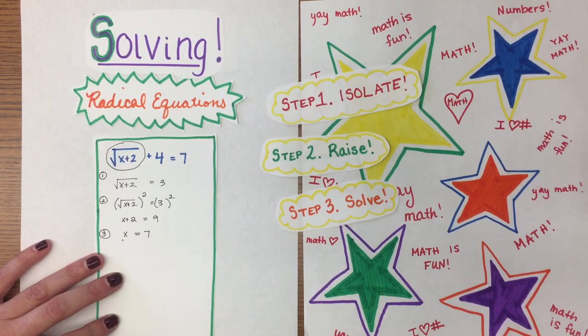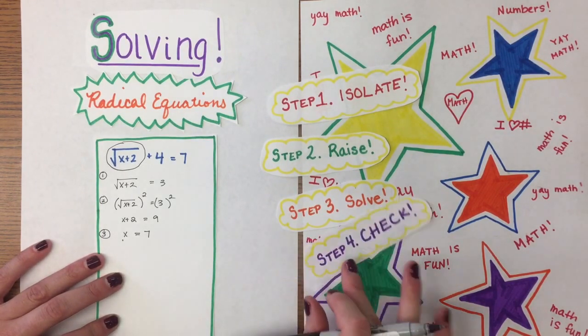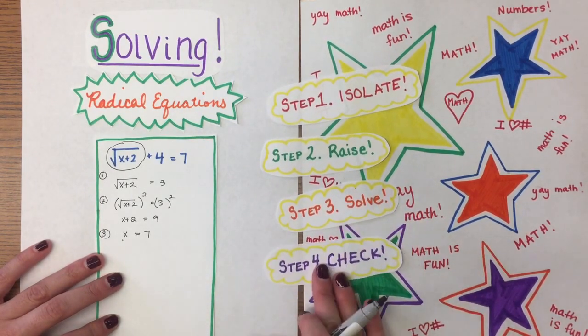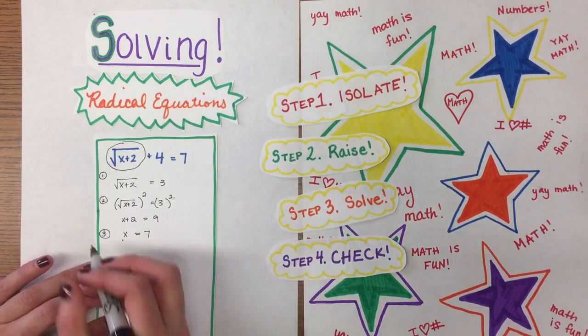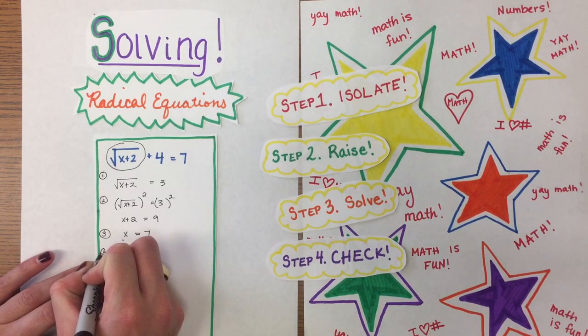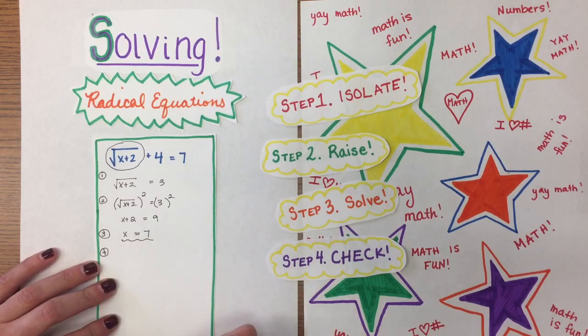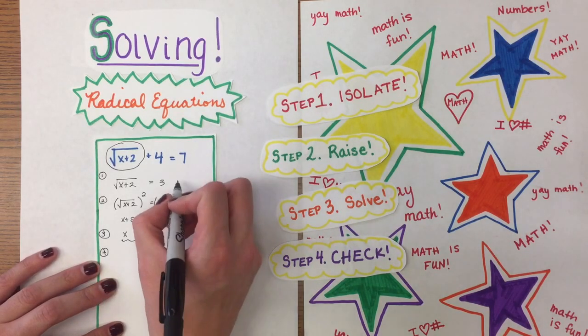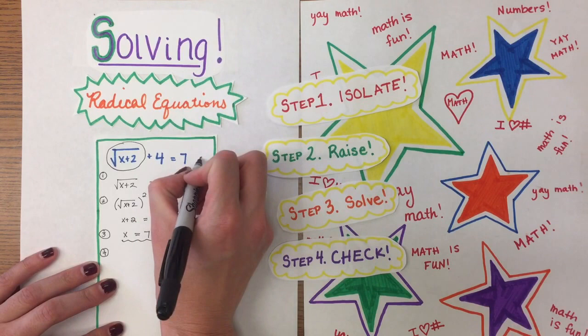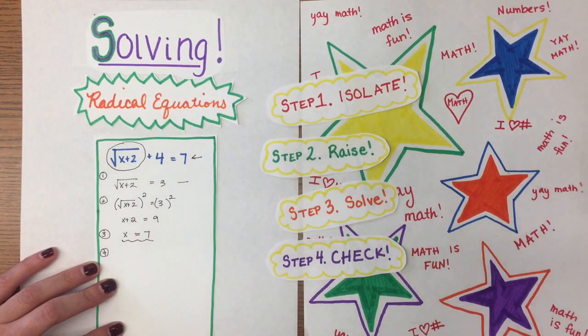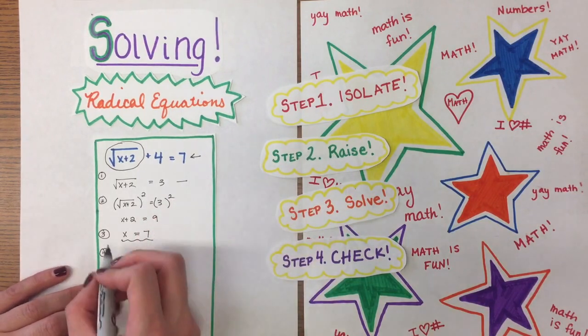I'm not done because I have a very important fourth step. And the fourth step is that I need to check my solution. So checking my solution means I'm going to take this value of x is equal to 7 and plug it into my original equation. Not a later step, the original equation.